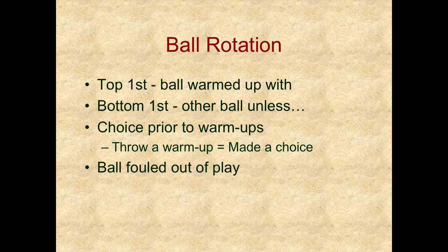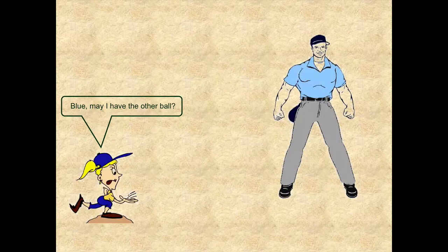If the current game ball goes into dead ball territory by any means, fouled out of play, pass ball gets under the backstop, thrown out of play, the umpire will give the pitcher the other game ball, and she must pitch that ball until such time as it goes out of play or the inning ends.